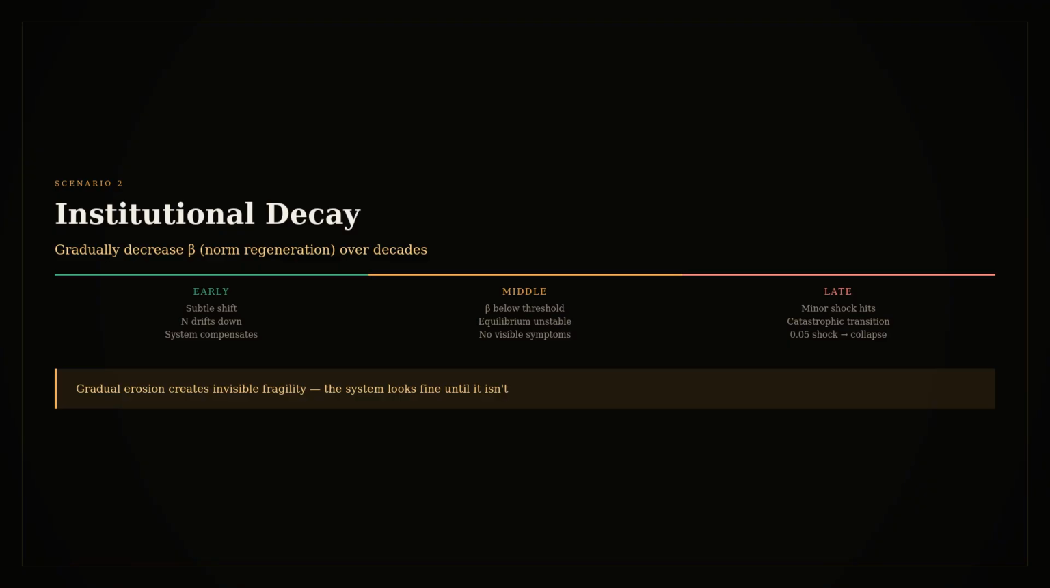The society that could absorb a 0.2 W shock when beta was healthy now collapses from a 0.05 shock. This scenario illuminates a crucial dynamic. Gradual erosion of parameters can make systems fragile without visible symptoms until crisis hits. The simulation lets us see the fragility developing to identify early warnings before collapse.